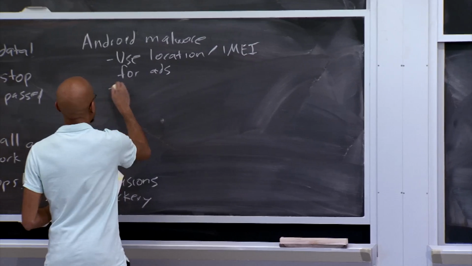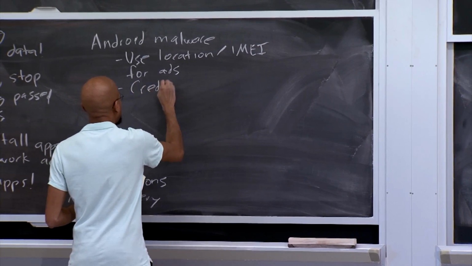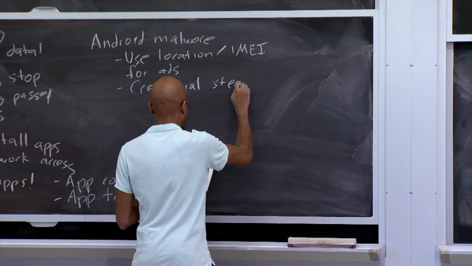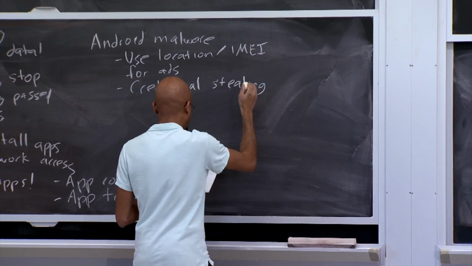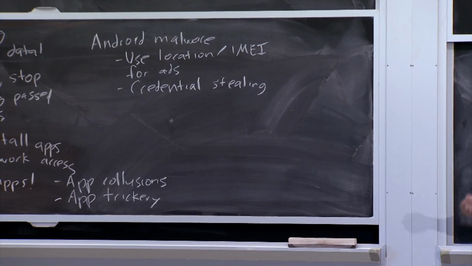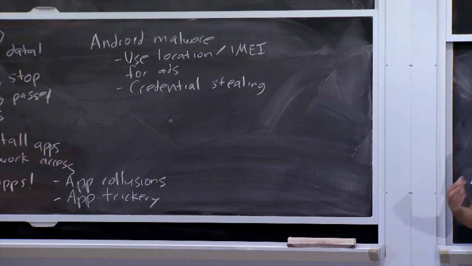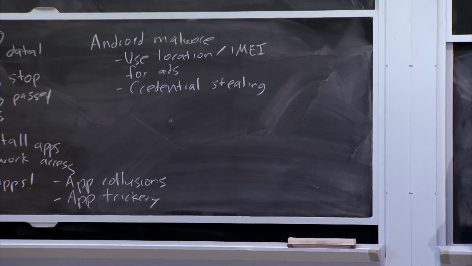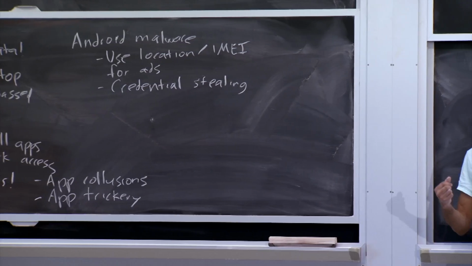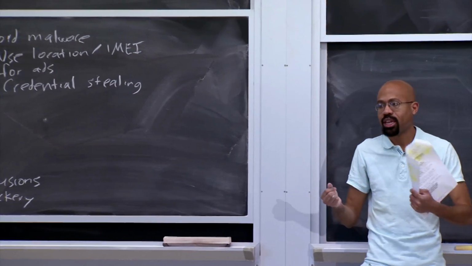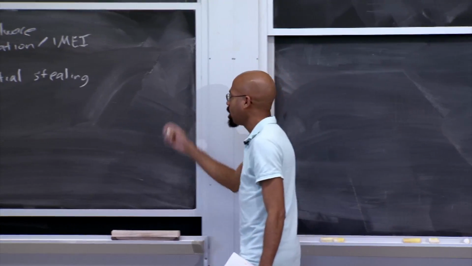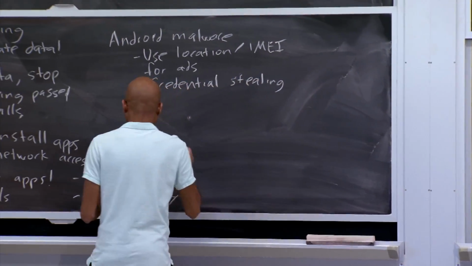Another thing that malware might try to do is steal your credentials. For example, it might try to take your phone number, or your contact list, and upload those things to a remote server. Maybe that's useful for trying to impersonate you, for example, in a message that's going to be used for spam later on. There's malware out there that does things like this today.